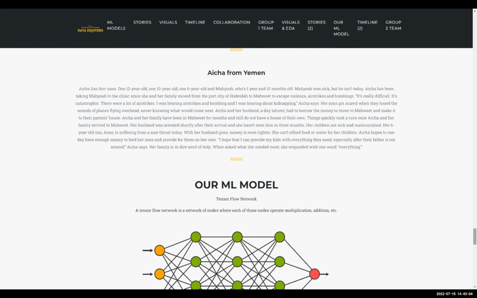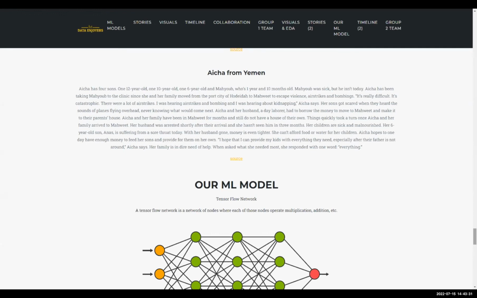It's really difficult. It's catastrophic. There are lots of airstrikes. I was hearing airstrikes and bombing and hearing about kidnapping, Aisha says. Her sons get scared when they hear the sounds of planes flying overhead, never knowing what would come next. Aisha and her husband, a day laborer, had to borrow money to move to Maui and make it to their parents' house. Aisha and her family have been in Maui for months and still do not have a house of their own. Things quickly take a turn once Aisha and her family arrive to Maui.